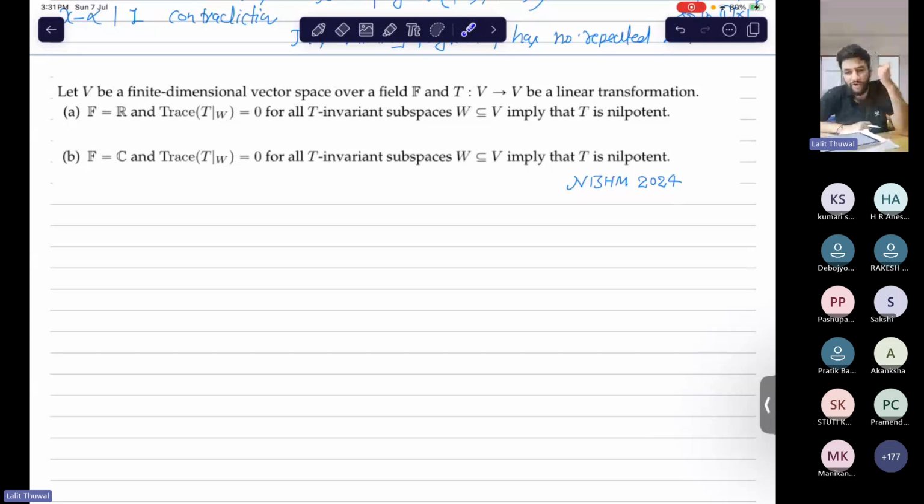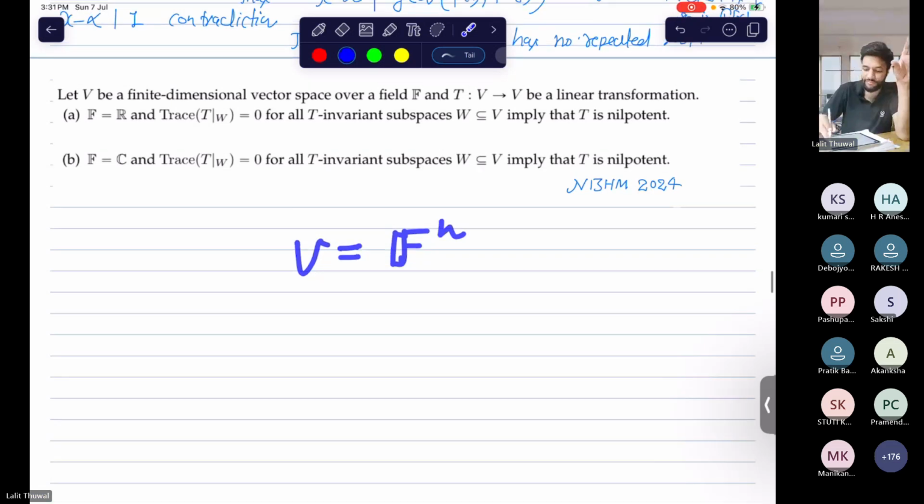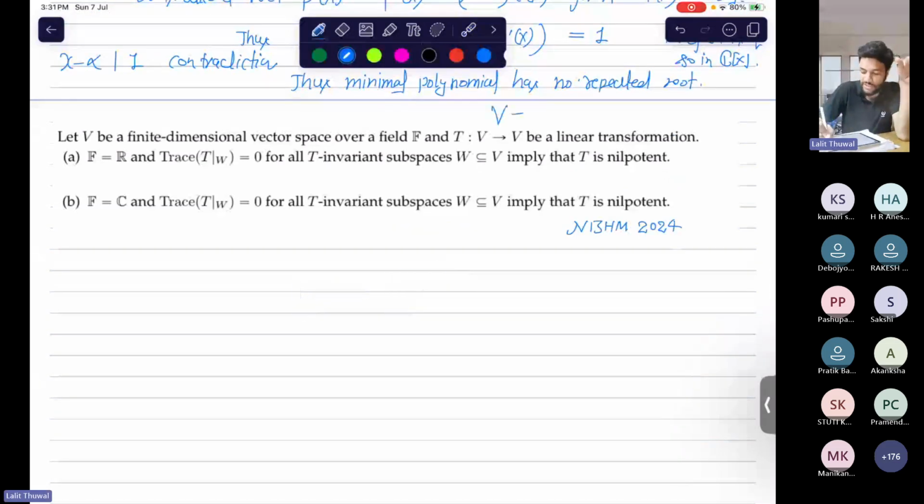So let me explain it in the simplest way, how you solve such problems. What is given to you is that V is a finite dimensional vector space over a field F. Then we can consider V equal to F^n, because n-dimensional vector spaces over F are isomorphic to F^n. Okay, so V is isomorphic to F^n.